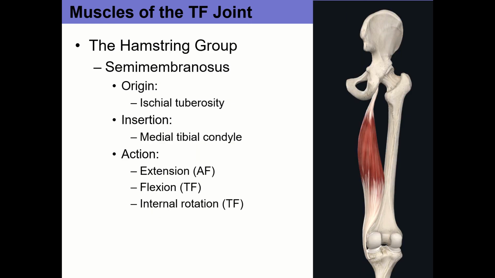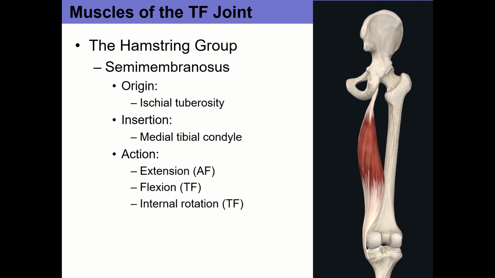All right, now we've got the hamstring group. Again, all these are repeaters. You have semimembranosus, semitendinosus, and biceps femoris. Remember that all 3 of the hamstrings originate at the ischial tuberosity. The short head of biceps femoris originates along the linea aspera. In terms of insertions, semimembranosus inserts at the posterior medial aspect of the tibia. All of them are extensors at the hip and flexors at the knee, or TF. The medial two, semimembranosus and semitendinosus, are internal rotators. The lateral one, biceps femoris, is an external rotator.